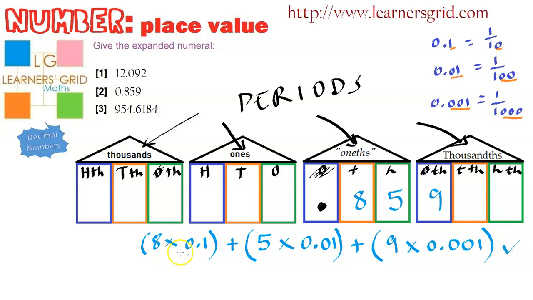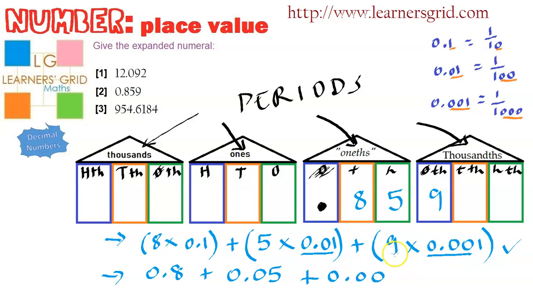The other way is to just multiply out of these brackets. So this is one way, this is the other way. It'll be 0 point, and then 8 times 1 is 8. Plus, it'll be 0.0, and then 5 times 1, 5. Plus, it'll be 0.00, and then 9 times 1 is 9. And that's the other way you could give the expanded numeral.